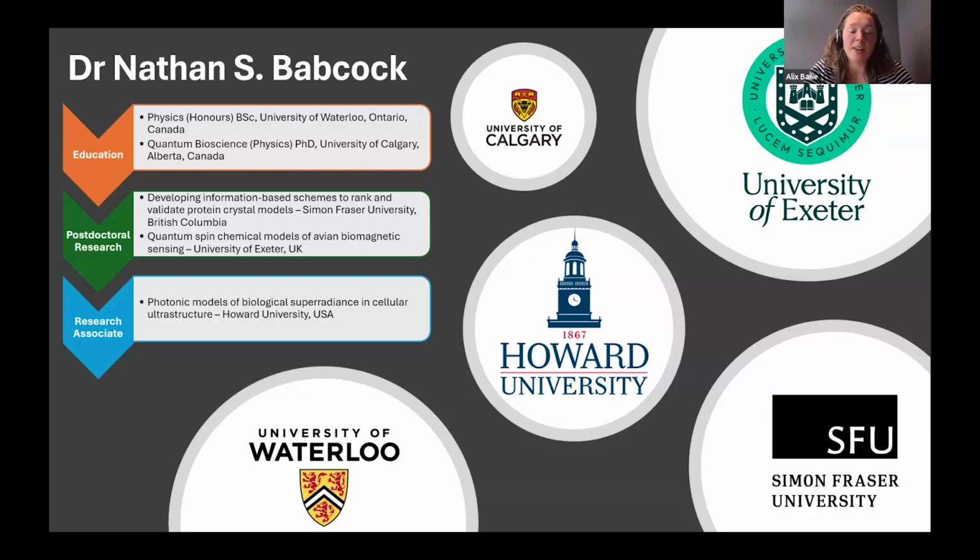He became interested in biomolecular computing upon completing his undergraduate degree in physics at the University of Waterloo in Canada. He went on to do his PhD at the Institute for Quantum Science and Technology at the University of Calgary in Canada. He's worked on statistical modeling for structural biology as a postdoctoral research associate at Simon Fraser University in Canada, before pursuing research on the spin chemistry of avian magnetoreception at the University of Exeter in the UK. Since then, he's worked on a series of groundbreaking studies investigating quantum mechanical superradiance in biomolecular architectures, ultra weak photon emissions, UPE, and the mitogenetic effect.